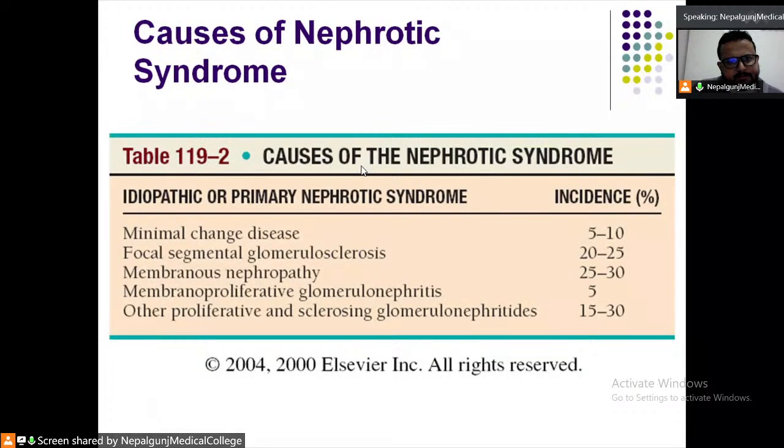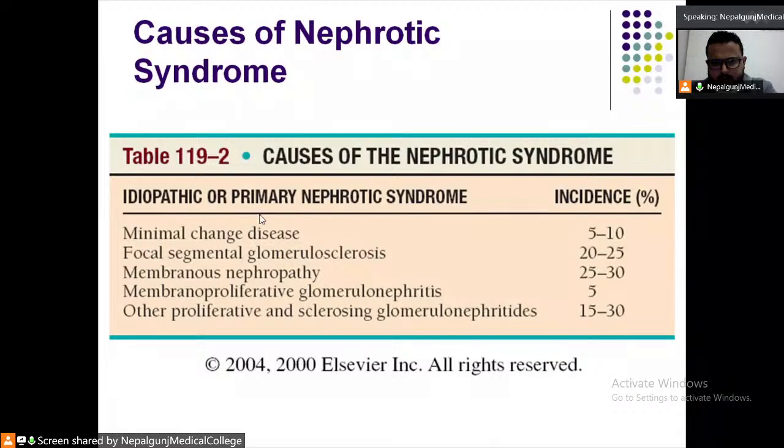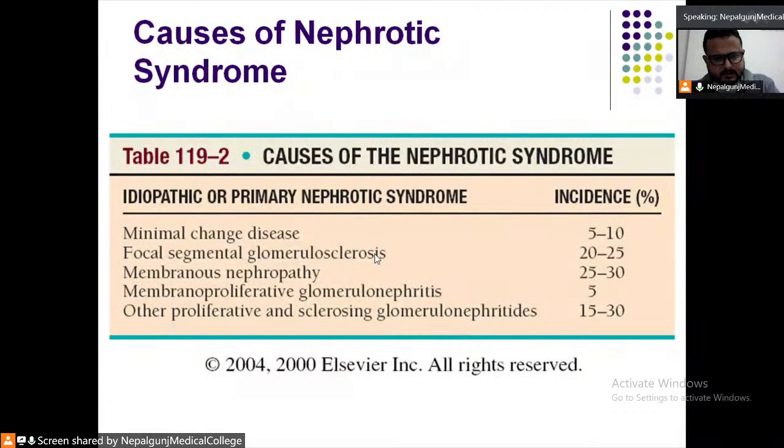What are the causes of nephrotic syndrome? It can be idiopathic or primary nephrotic syndrome, or the cause can be secondary. Primary nephrotic syndrome means the disease is confined to the kidney only. So minimal change disease is there, focal segmental glomerulosclerosis is there, membranous nephropathy is there, membranoproliferative is there, and other proliferative and sclerosing glomerulonephritis.